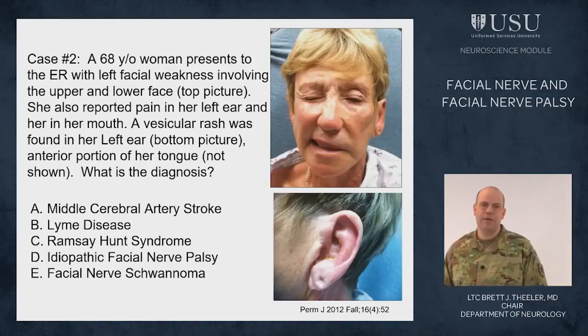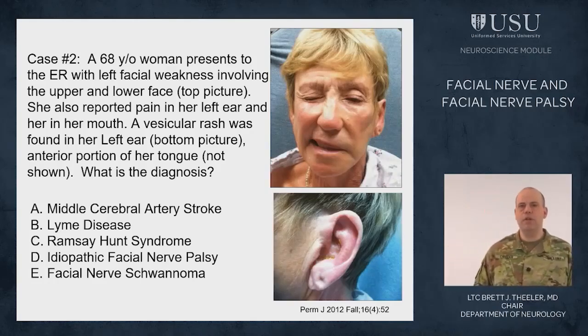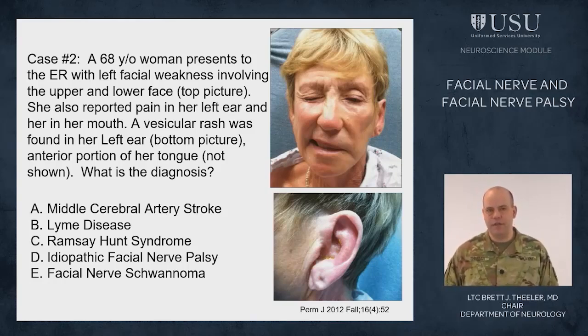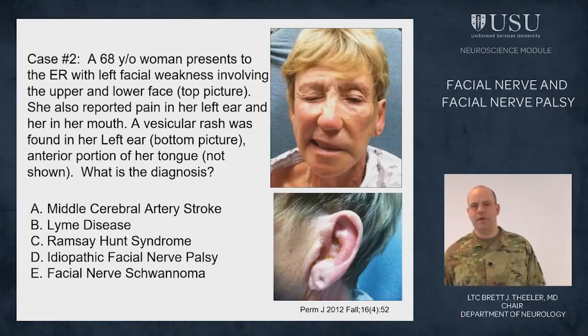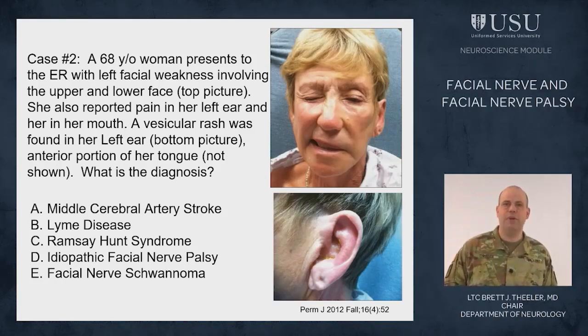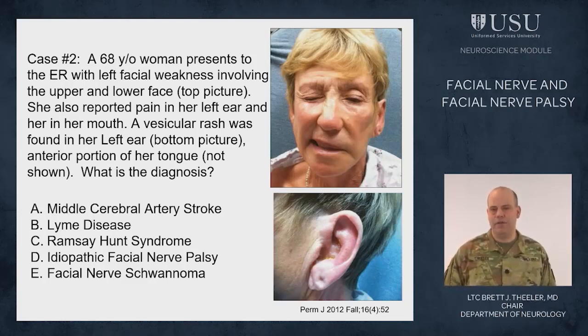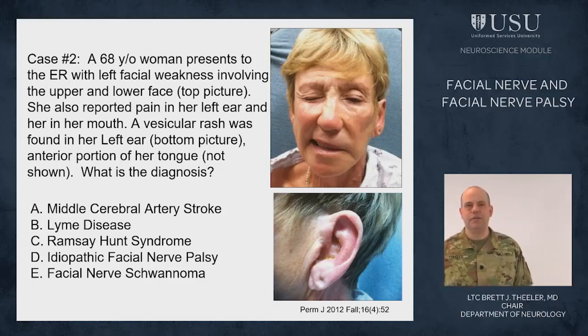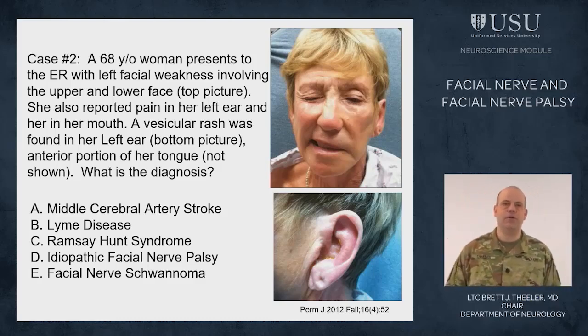So let's get back into a case. This is a 68-year-old woman who has left facial weakness involving the upper and lower face. You can't see the upper face there because of her hair. You'll have to take my word for it. She also has pain in her left ear and pain in her mouth. If you look on the bottom right, you can see that she has a vesicular rash inside of the left ear, and she has a similar rash on the left anterior portion of her tongue. What is the most likely diagnosis? Pause here, look at these answers. We'll talk about them on the next slide.